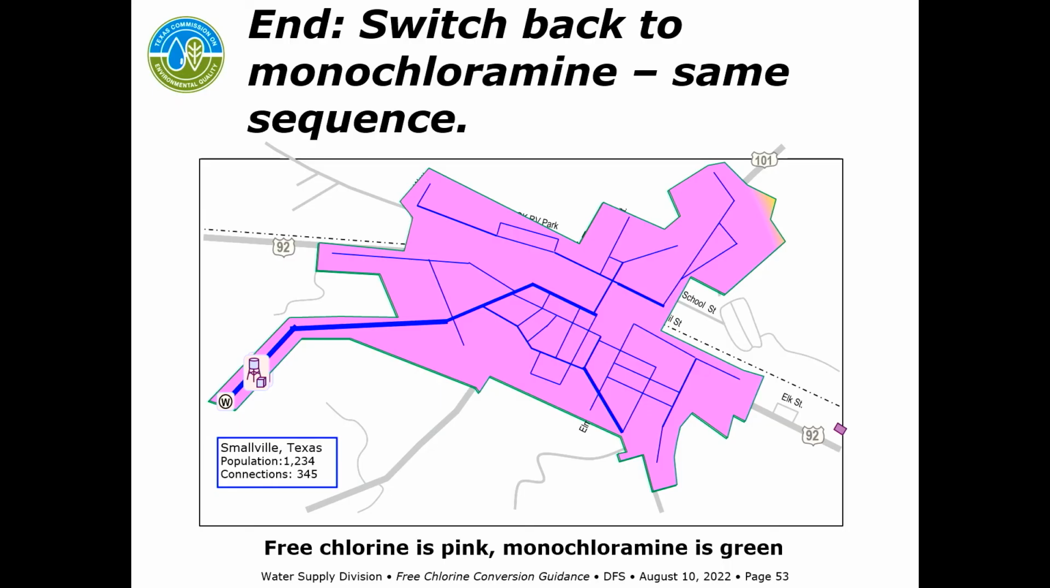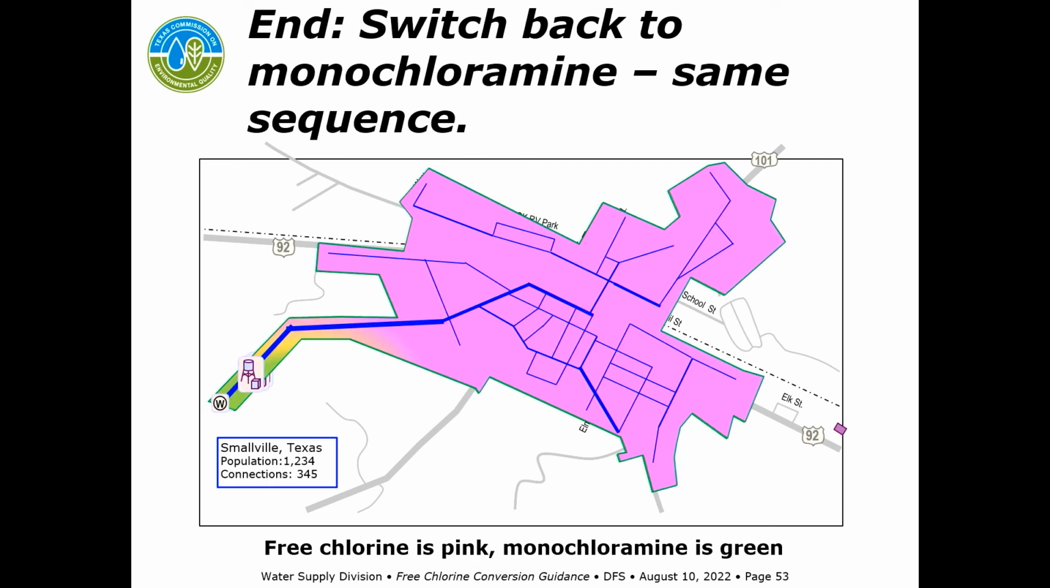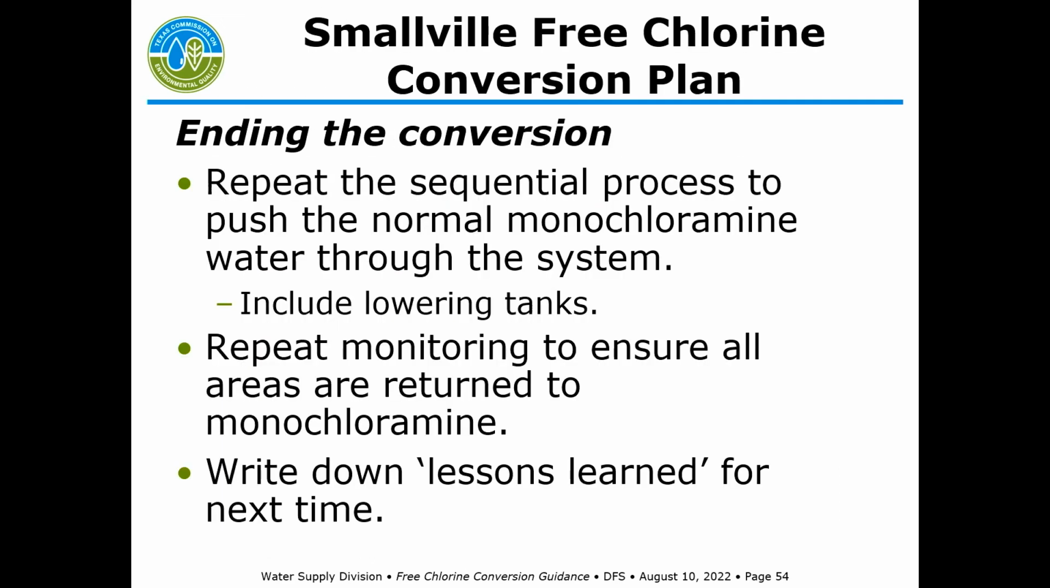All right, so ending the free chlorine conversion, you're going to switch back to monochloramine, and you're just going to go in the same sequence that you did before. And so now we're just starting to get monochloramine back, and it flushes through part of the system all the way to the end. All right.